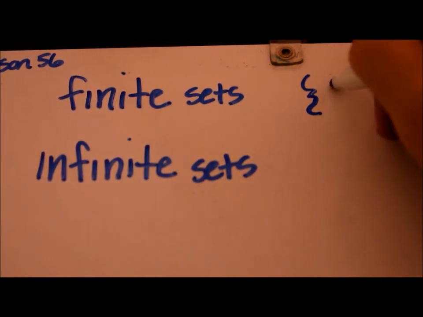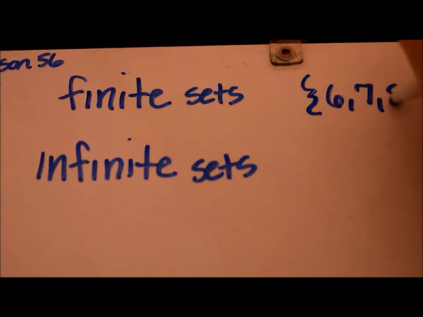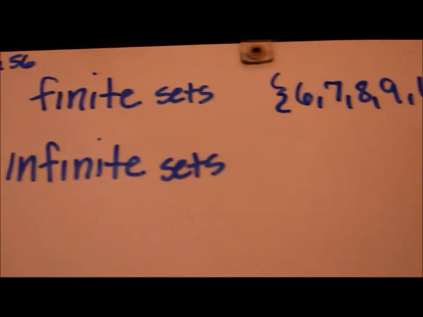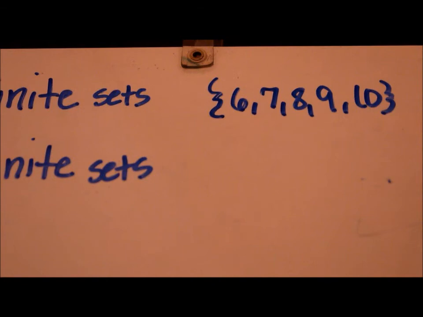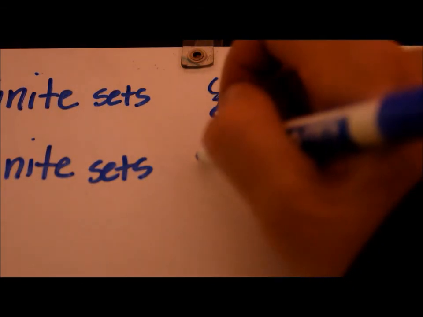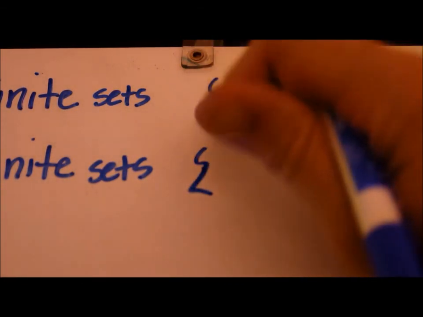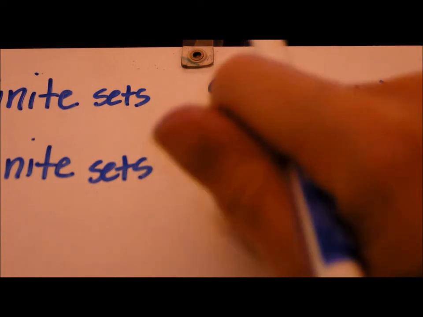Okay, so if they give us a set of numbers, which they did, they gave us 6, 7, 8, 9, and 10. We are calling this a finite set because it has 5 members, right? Sorry, you can't see that. It has 5 members to that set.